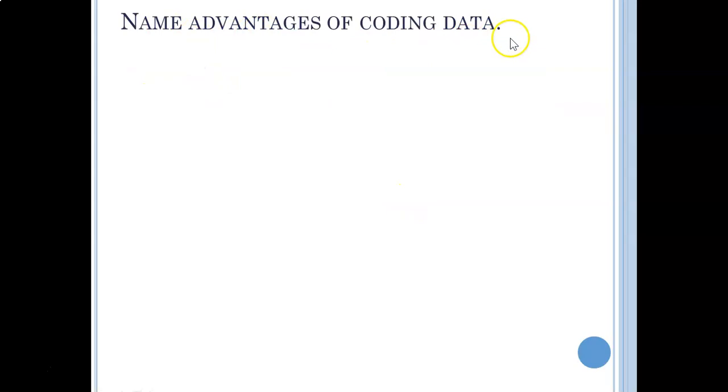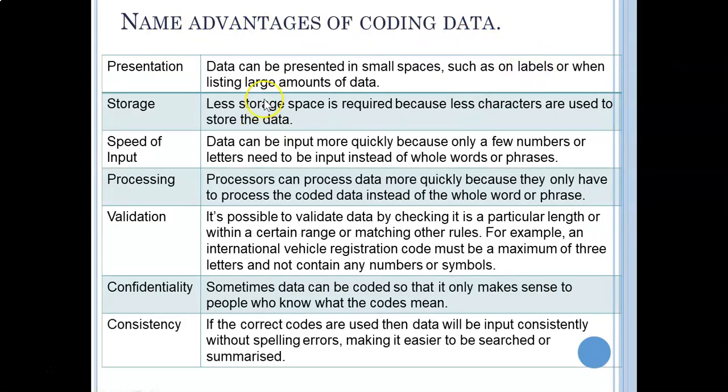Name advantages of coding data. There are quite a few over here. We're just going to read through these. Presentation: data can be presented in small spaces, such as on labels or when listing large amounts of data, like tags on shirts, etc. Storage: less storage space is required because fewer characters are used to store the data. Speed of input: data can be input quickly because only a few numbers or letters need to be input instead of whole words or phrases.